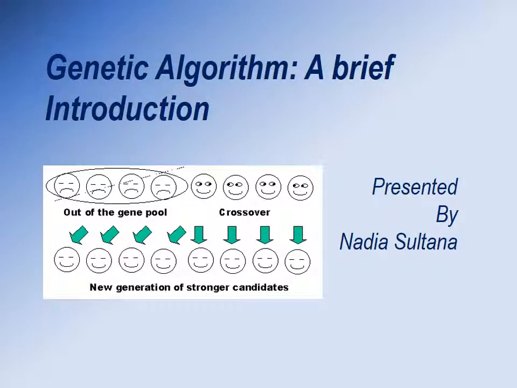Hello everyone. Today I would like to talk about an optimization procedure named genetic algorithm. I'll discuss a brief introduction of genetic algorithm. I'm Nadia, and I am going to present this talk on genetic algorithm.